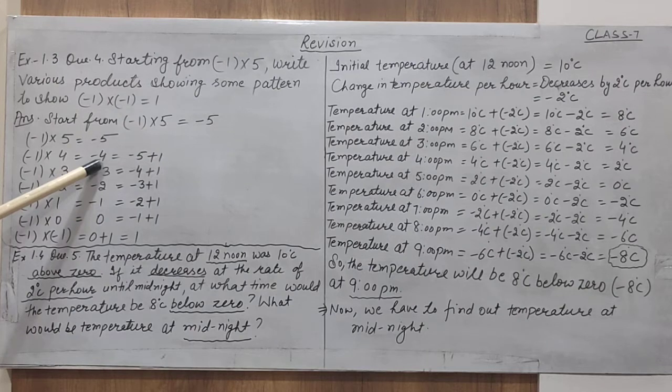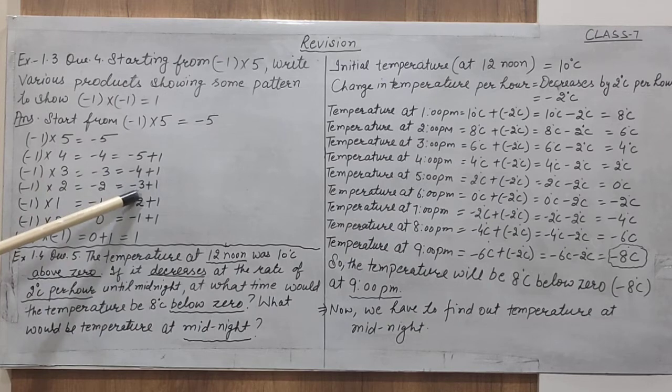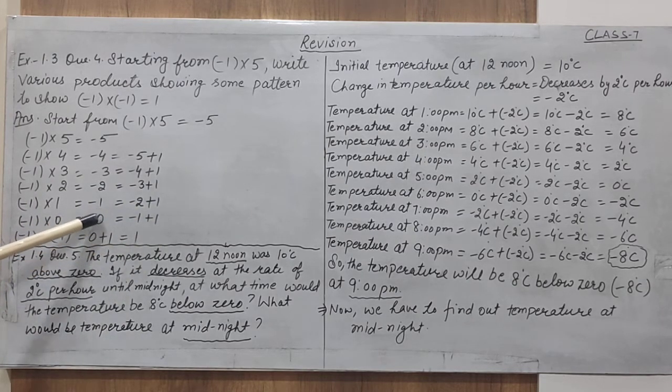Now its result is minus 4, minus 4 plus 1. The next result is minus 3. To get the next result, that is minus 2, what do we have to do? The result of the previous one is used. The result of the previous term plus 1. The result of the previous term, that is minus 1 plus 1, we get 0.